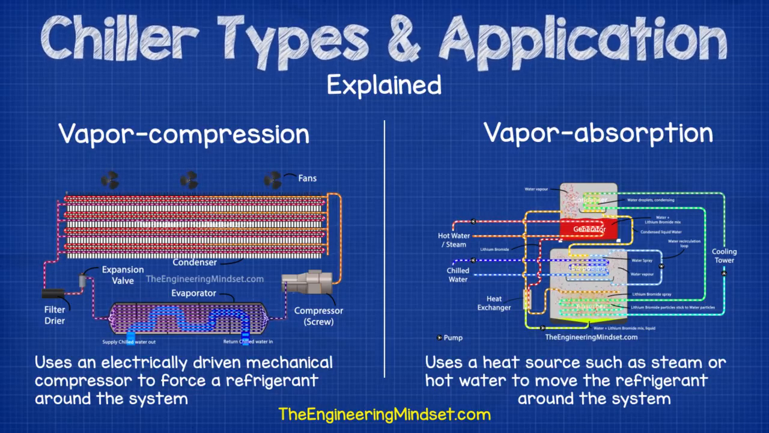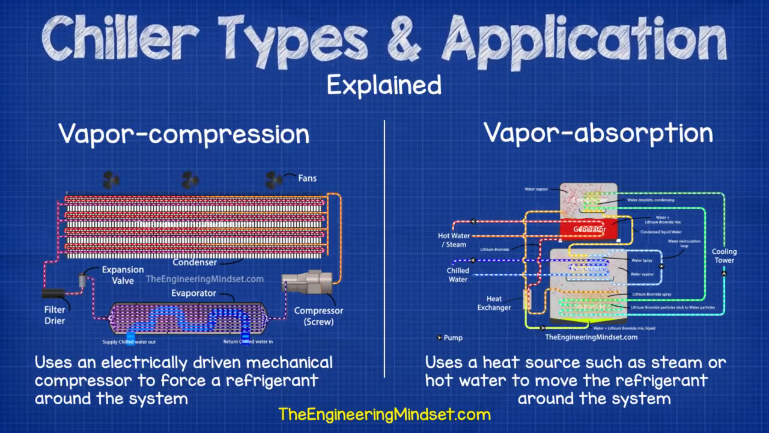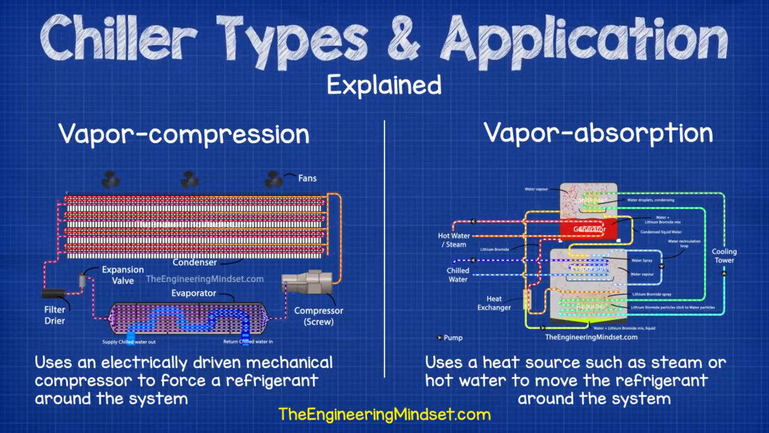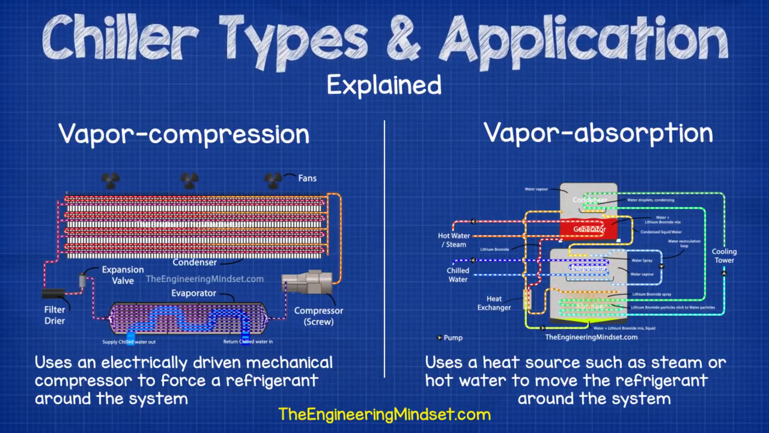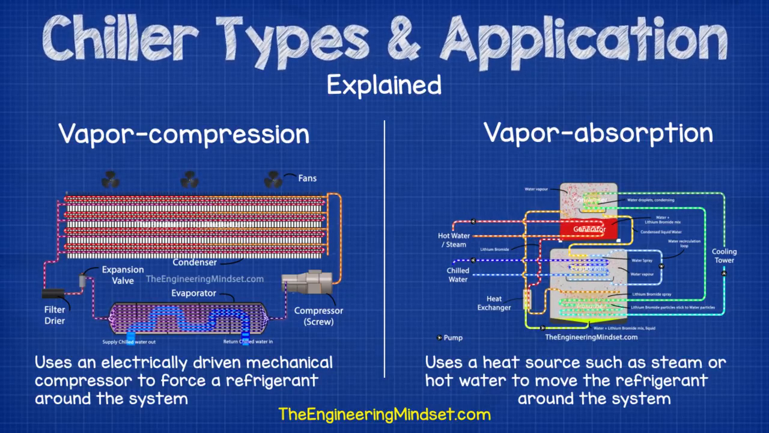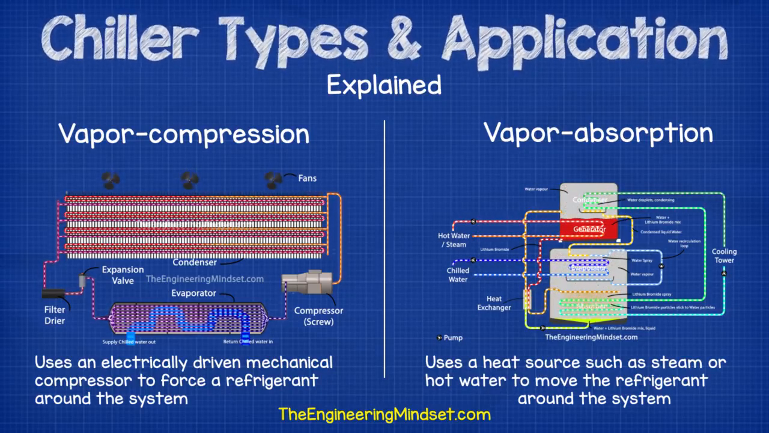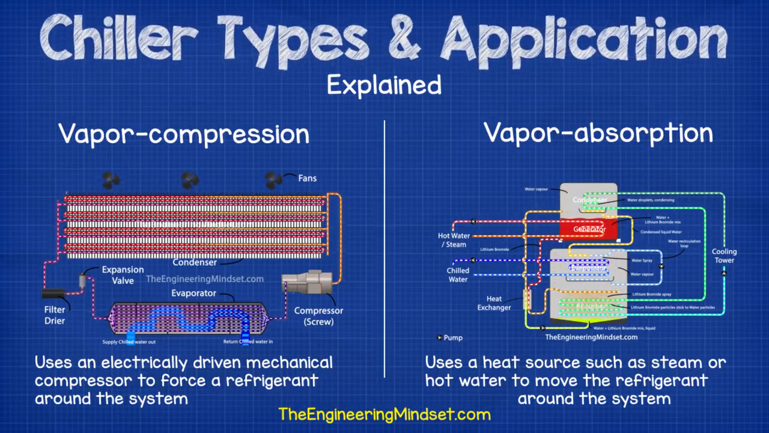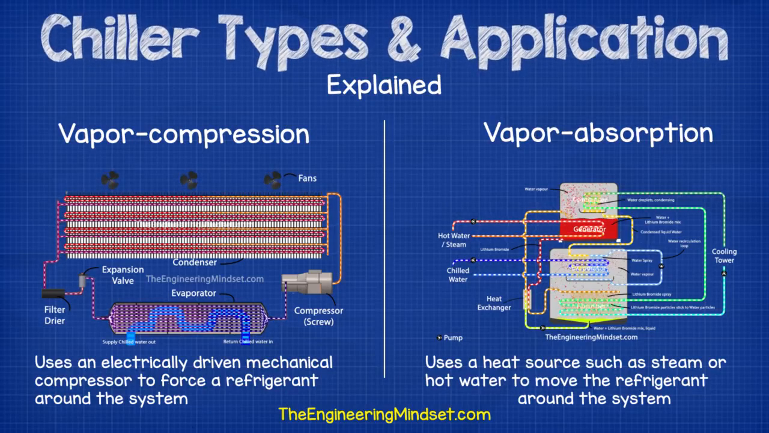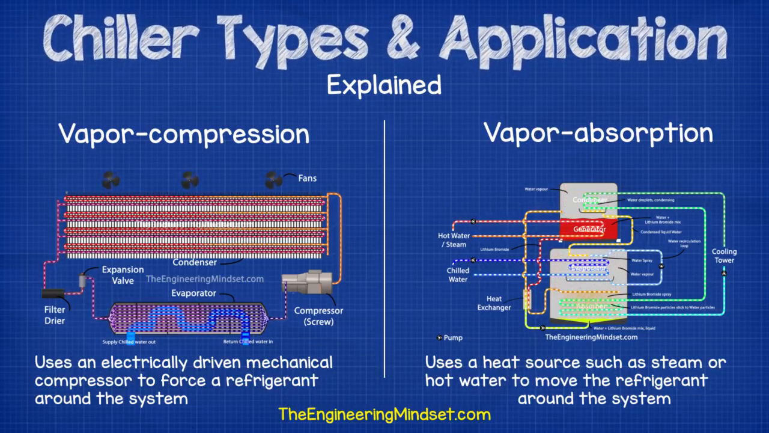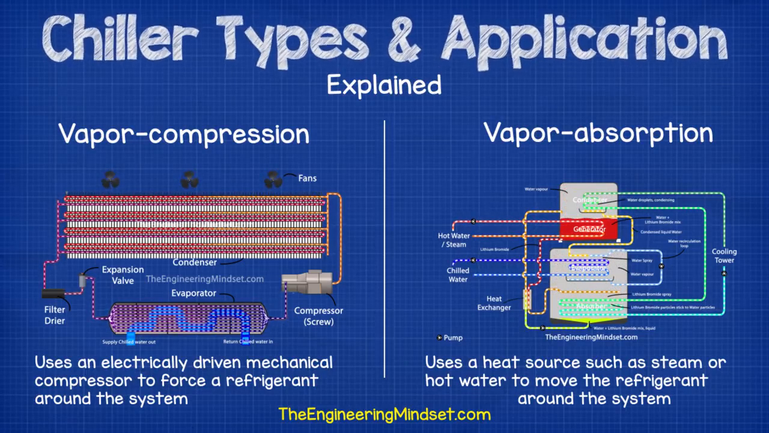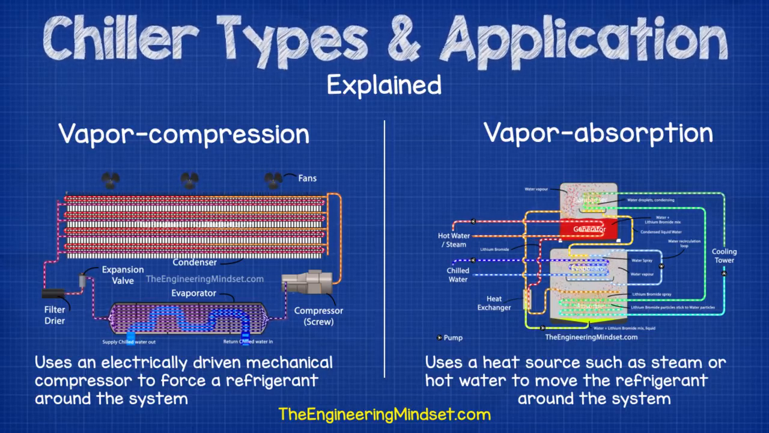The first way to categorize a chiller is by defining whether it is a vapor compression or a vapor absorption type chiller. Vapor compression chillers use an electrically driven mechanical compressor to force the refrigerant around the system. These are the most common type of chillers. There are two subcategories for vapor compression chillers, which are water-cooled or air-cooled chillers, and we'll look at these both shortly. The other main category of chiller is the vapor absorption type. Instead of using an electrically powered mechanical compressor, these units use heat to move the refrigerant around the system.